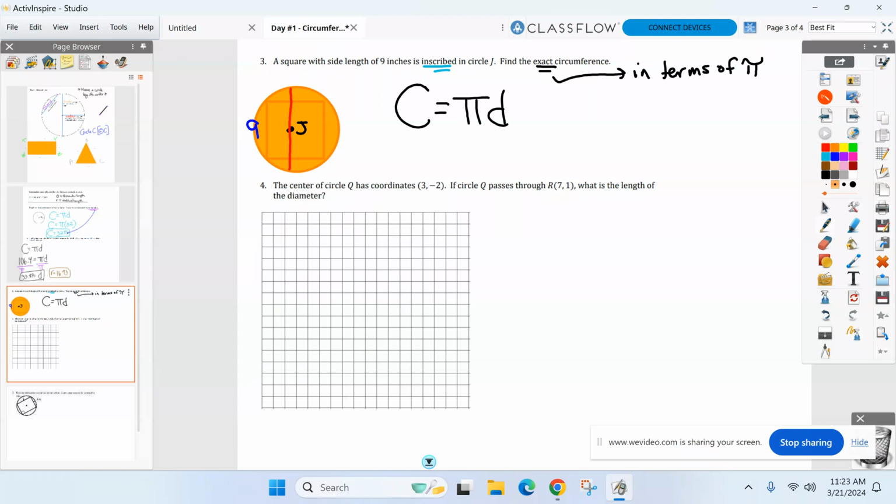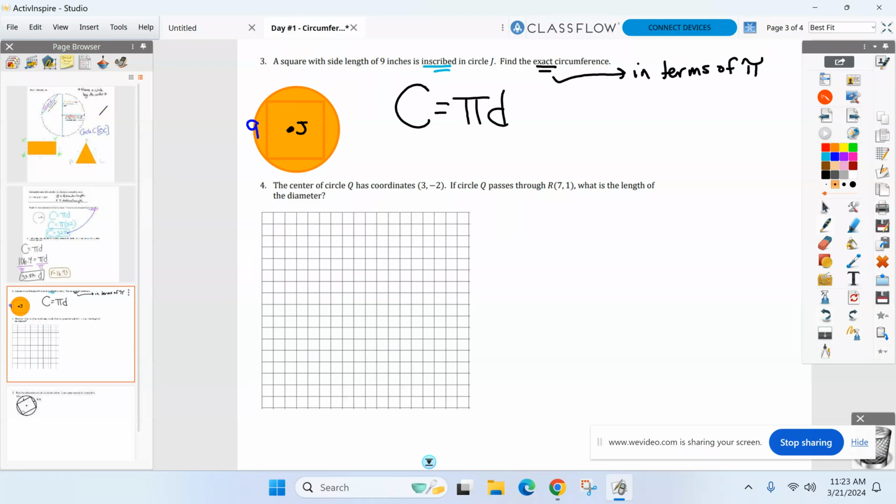Okay, how can I find that length? We know this part is how long? 9, right? But I got a little extra here. I don't know how I'm going to find that extra because it's not 9. All right, that's not going to work. Back to the drawing board.